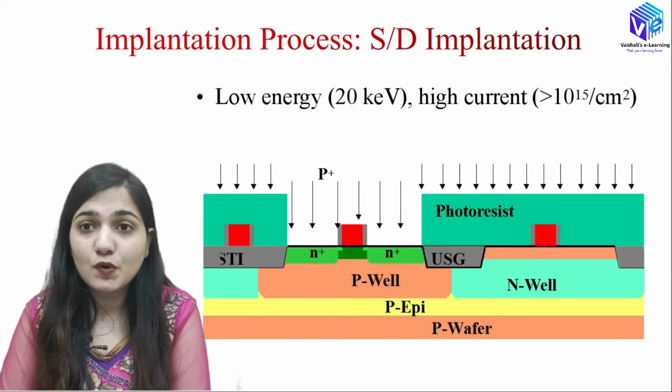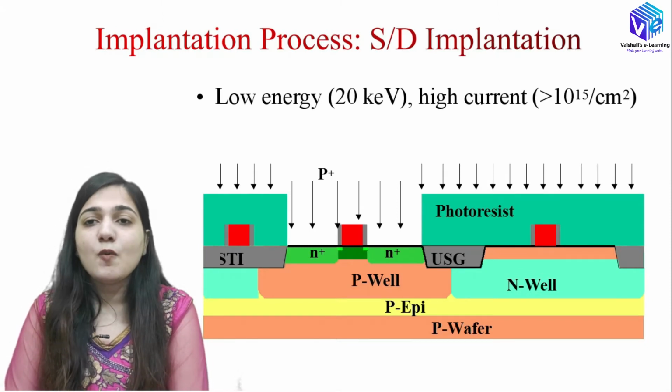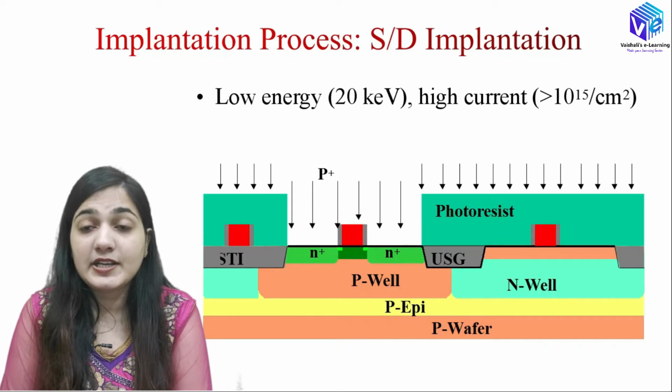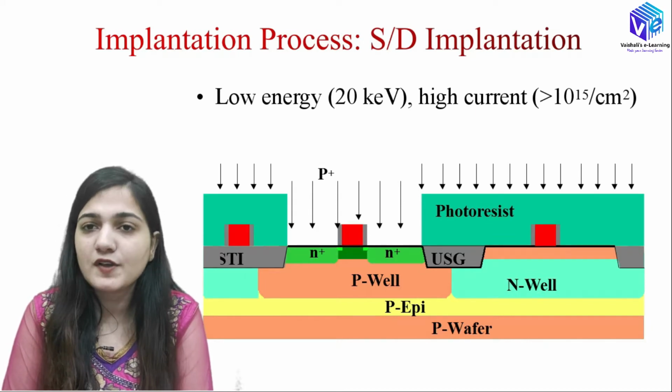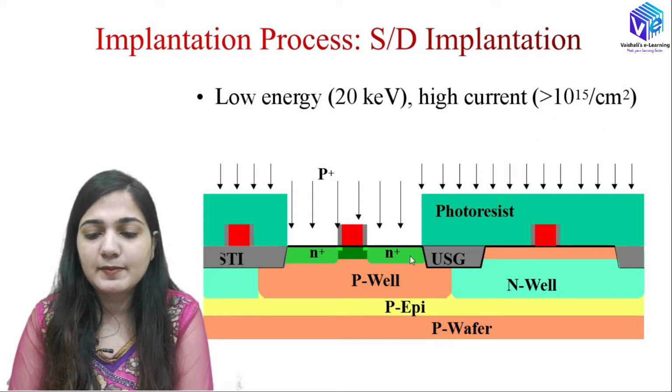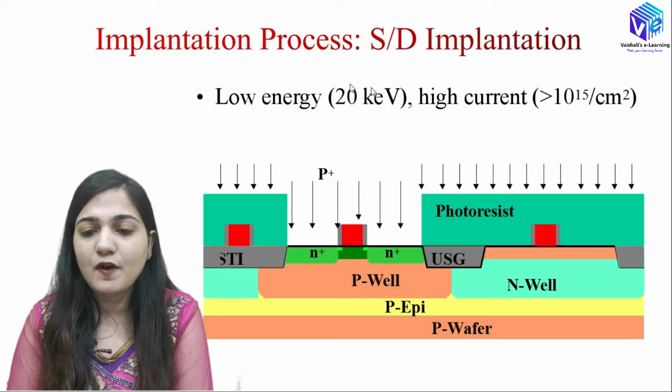Now coming to the source and drain implantation. What kind of source and drain do we want? Should it be very deep inside the substrate? No, because it is formed inside the N well. So here this N region will be very thin, and for that I am using the low energy of the order of 20 kilo electron volt.